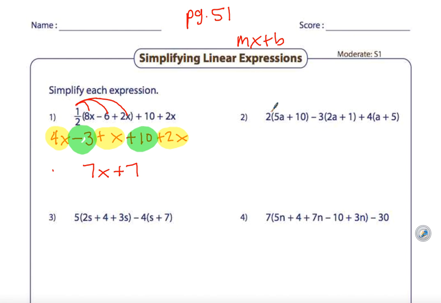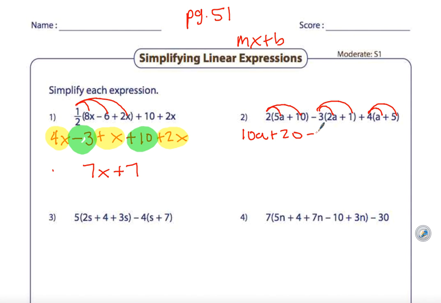For number 2, we've got 2 times 5a plus 10 minus 3 times 2a plus 1 plus 4 times a plus 5. So what we would need to do is distribute this 2 to everything in the first set of parentheses, this -3 to everything in the second set of parentheses, and this 4 to everything in the third set of parentheses.